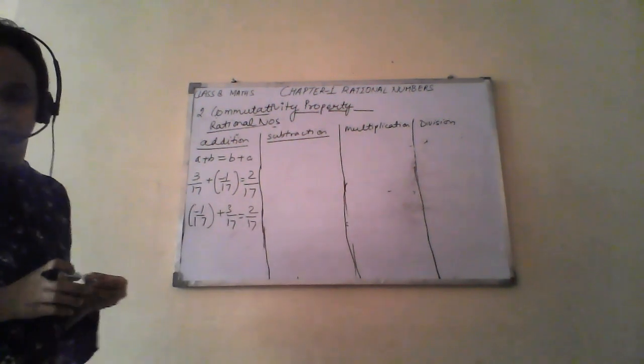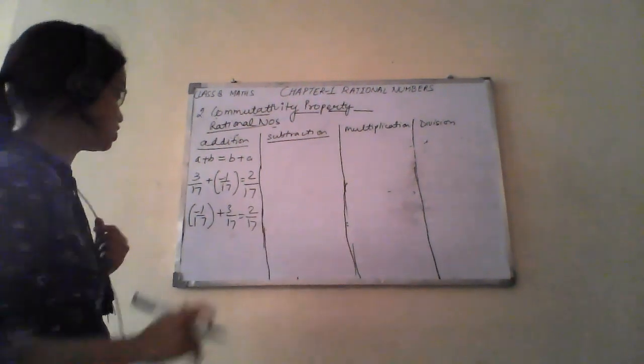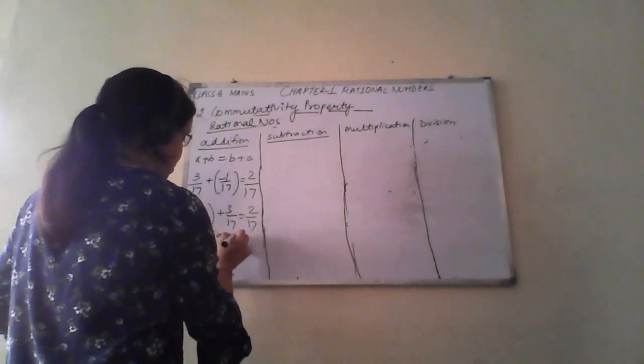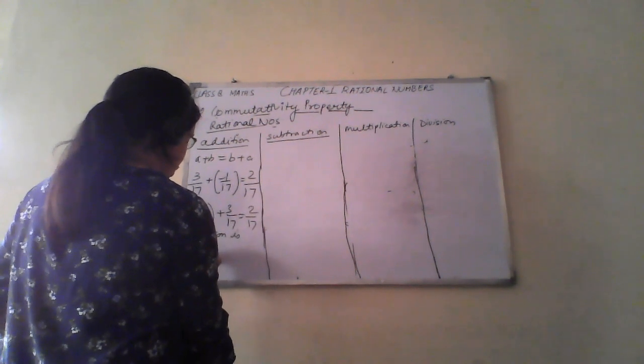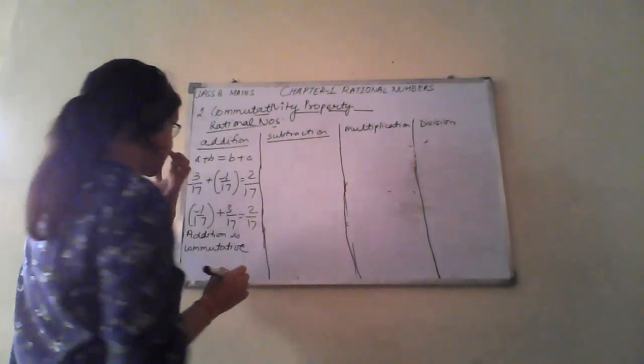What it means? Addition is commutative. Addition is commutative in case of rational numbers.